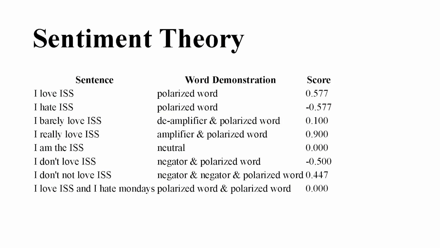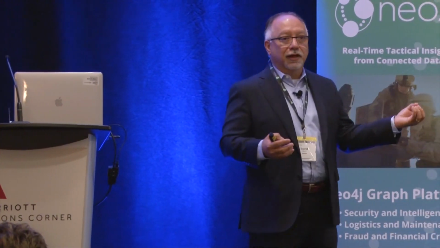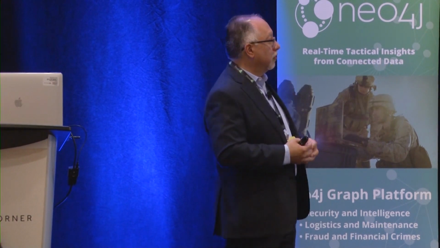And we can tweak the algorithm to decide how many words around it we want to look at. So in this case, the polarized word is love, and ISS is the noun it's applying it to. We get a score of 0.57. Or the reverse of that, I hate ISS, you get a negative 0.57. So you can see how the scoring works. You have things such as de-amplifiers and amplifiers, which raise and lower that. So I barely love the ISS, that de-amplifies love a little bit, gives you a little bit of a score.